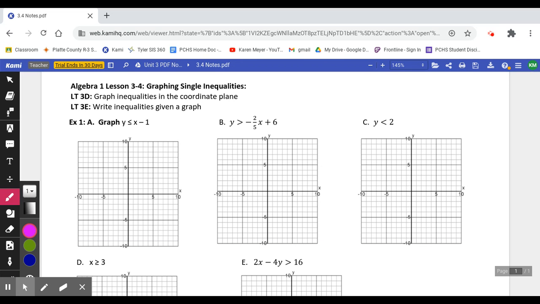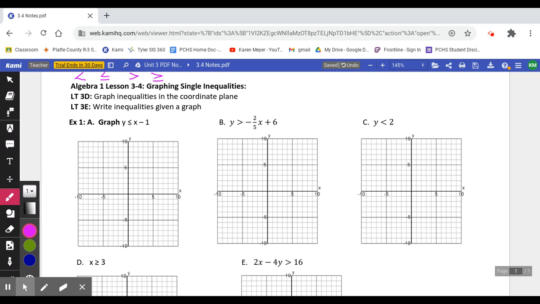You can have less than, or equal to, greater than, or equal to. So instead of seeing the regular old equal sign, you are now going to see one of these 4 inequalities.